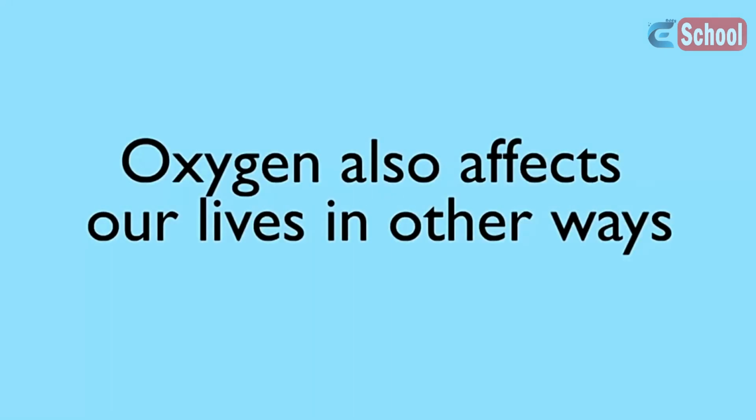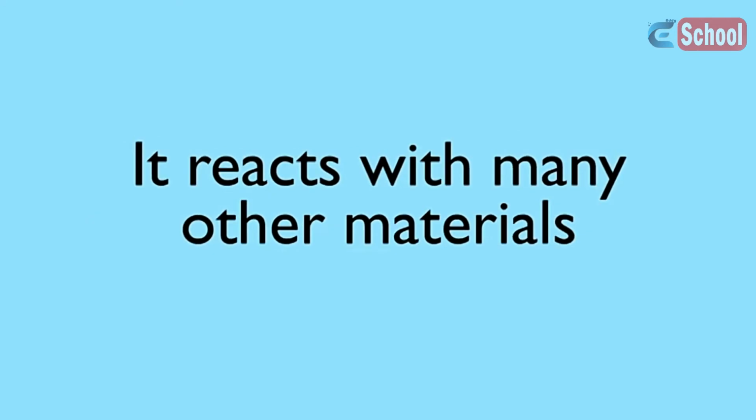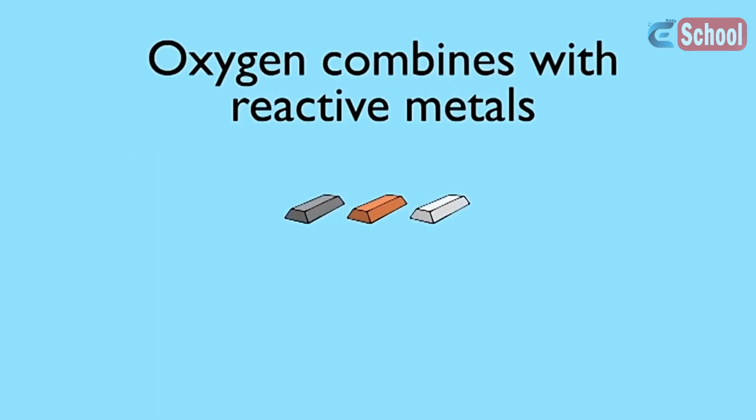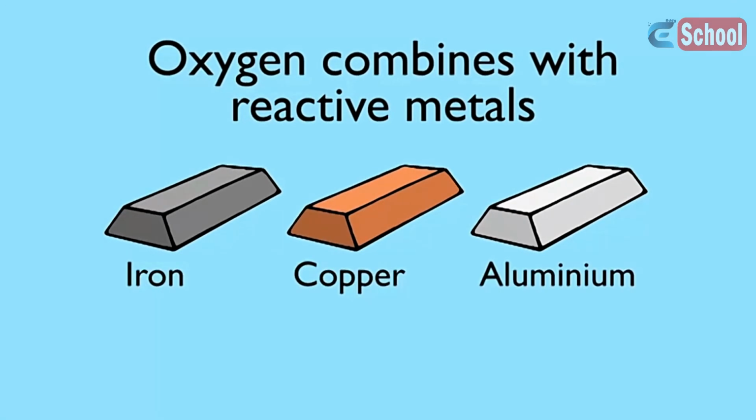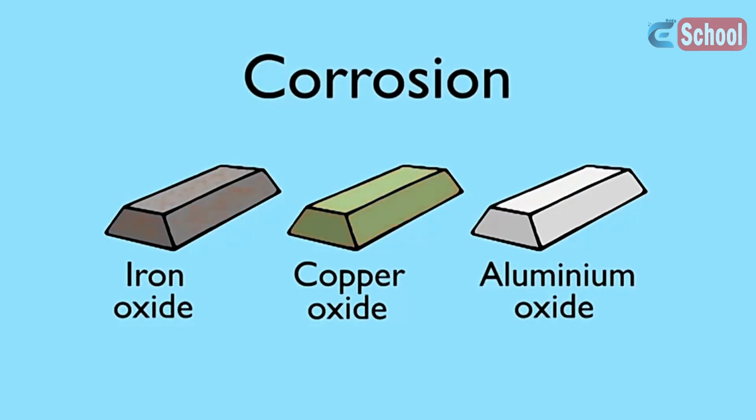The oxygen in the atmosphere also affects our lives in other ways. It reacts chemically with a number of other materials. Oxygen will combine with reactive metals to form metal oxides. This is called corrosion. Most metal oxides are useful as they produce a hard protective layer.